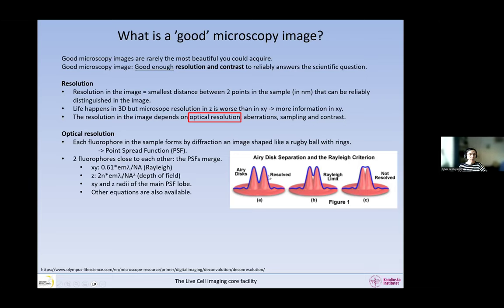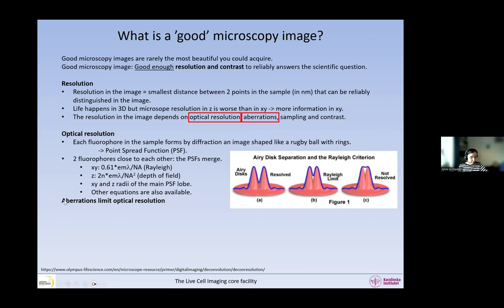And these correspond to the X, Y, and Z radii, as I've heard you pronounce. Radii, yeah, it's the plural of radius. So the two radii of the point spread function, this is what we are using to calculate our resolution here. There are other equations available, but in different contexts, so we don't use them. And then we have the aberrations.